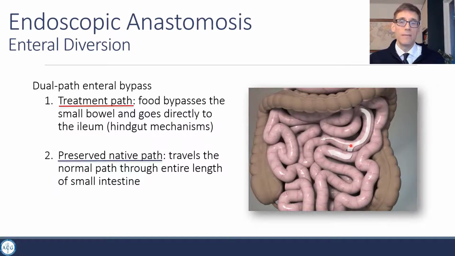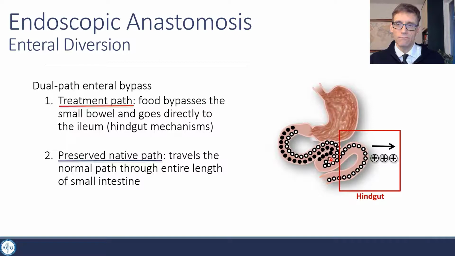So that means that the native path is still open, so there's no long blind limb, and there's also a shortcut so that food or bile can enter the distal bowel very quickly. And this is thought to mitigate against complications, yet still have a treatment effect. This focuses only on hindgut mechanisms. The duodenum is not affected here at all, so there's no foregut effect.